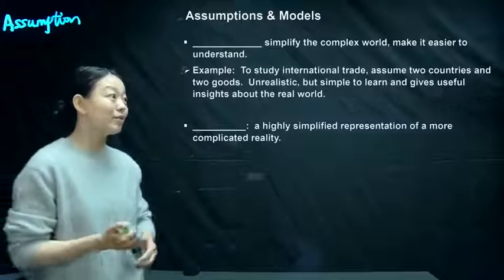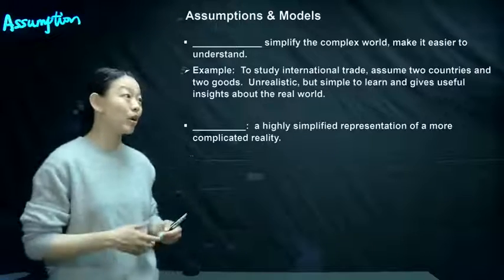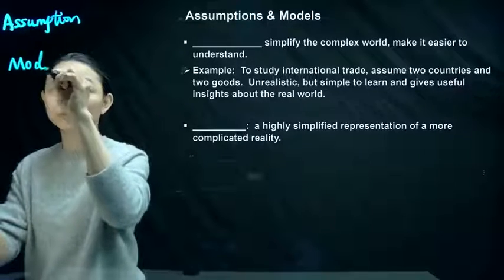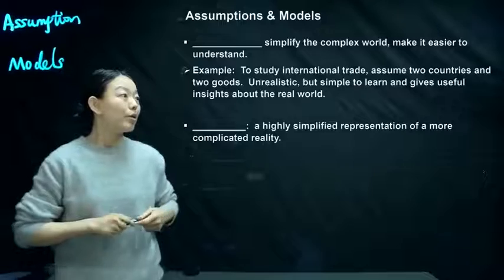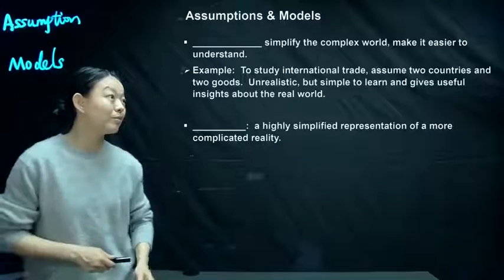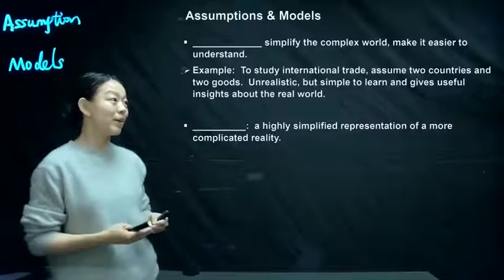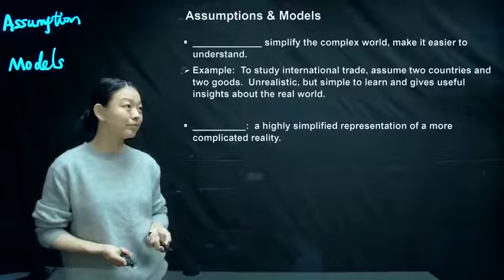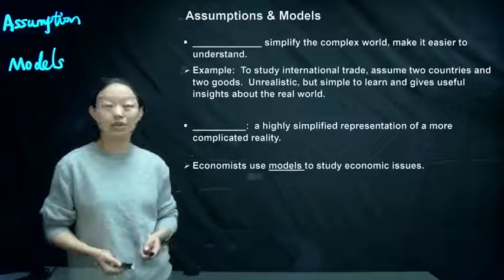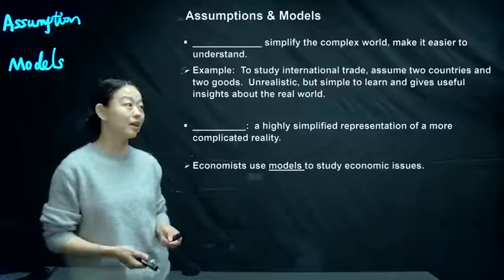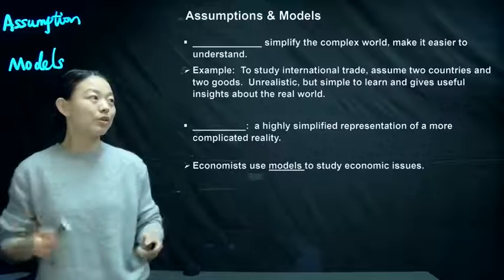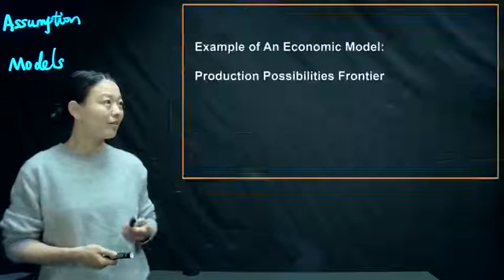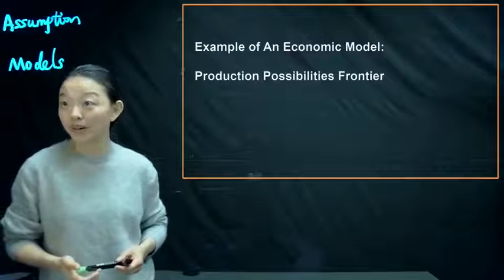A model is a highly simplified representation of a more complicated reality. Okay, so for the second part, you should put model. Models are highly simplified representations of a more complicated reality. And economists use models very often, okay, to study economic issues. So those are some information about assumptions and models. Then we'll move on to the most important part of this chapter.